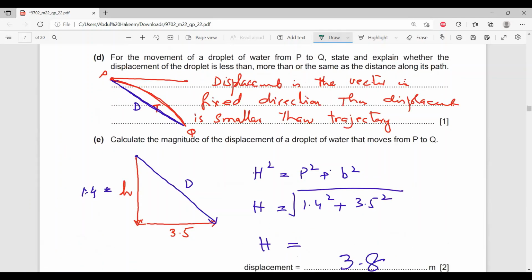Now the next: for the movement of the droplet of water from P to Q, state and explain whether the displacement of the droplet is less than, more than, or the same as the distance along the path. Look, the water is moving like this, taking a projectile path. It has no fixed direction; its direction is changing. But this is the shortest distance, this is the displacement. So this is always smaller than this trajectory. The displacement is a vector quantity in a fixed direction. Thus, the displacement is smaller than the trajectory from P to Q.